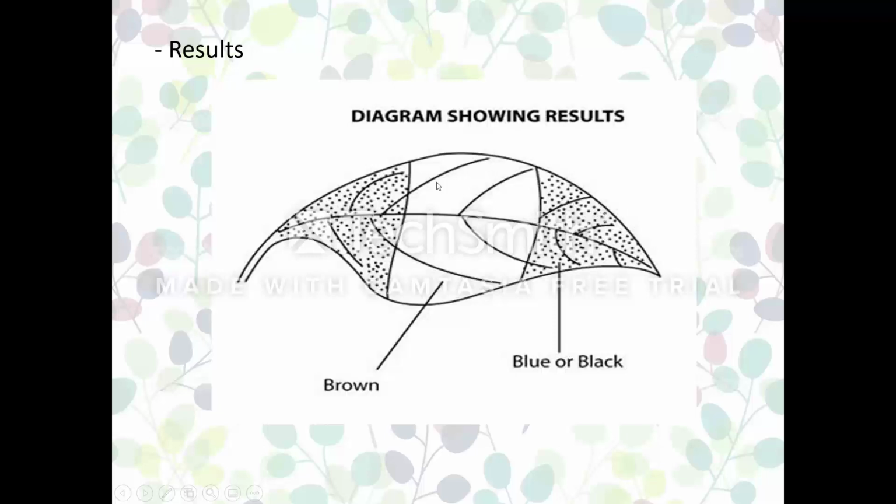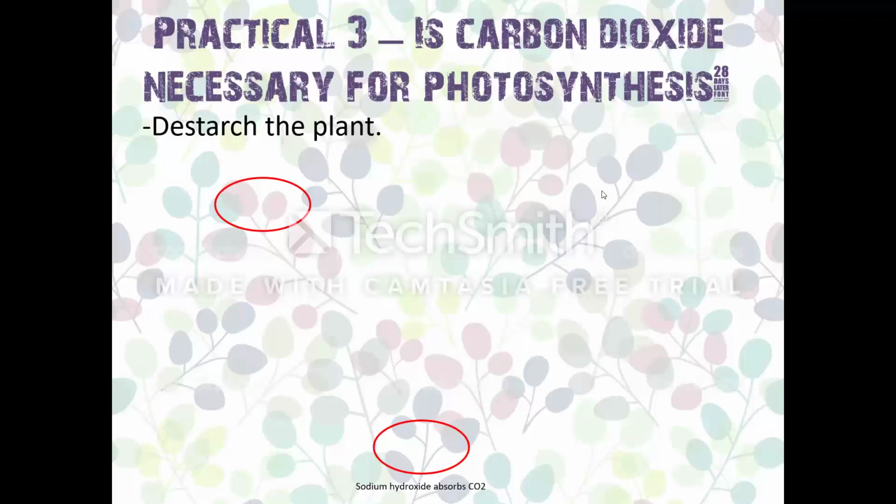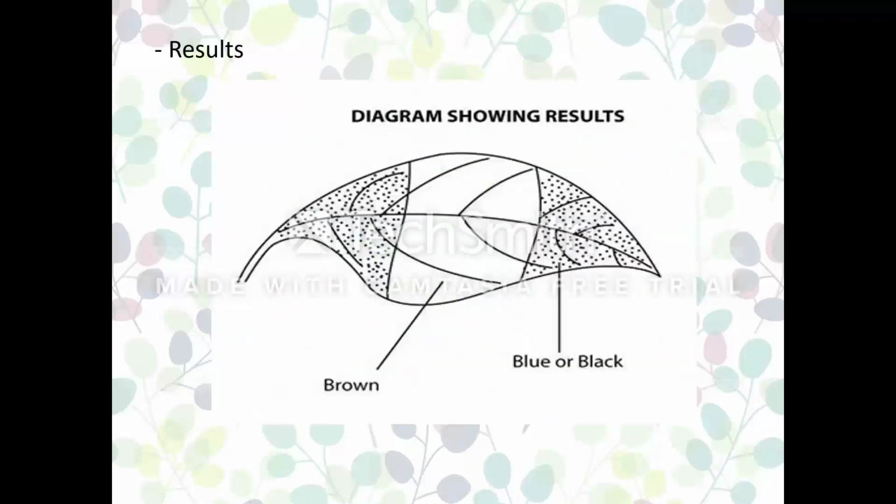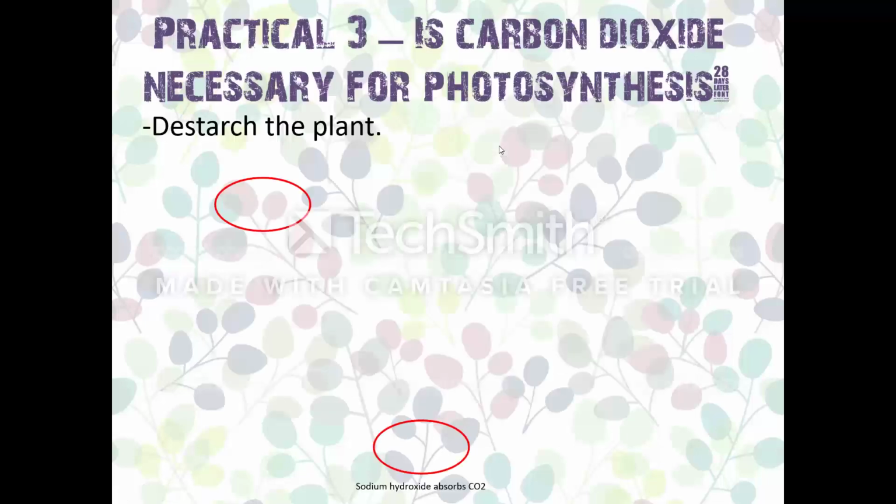That will show that where the leaf was not exposed to light, no photosynthesis occurred. And where the leaf was exposed to light, photosynthesis occurred. And so if we look at my original aim, which was to test if light is necessary for photosynthesis, I can answer it by saying light is necessary for photosynthesis to take place. Okay, and therefore I would accept my hypothesis that I made.